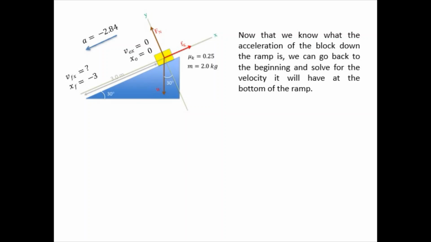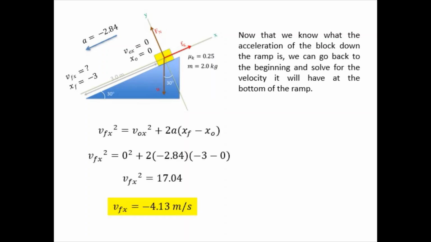So now I look at my equations, and I want to solve for V final x. Of course, this equation shown here is the one that stands out: V final x squared equals V original x squared plus 2 times acceleration times x final minus x original. Again, signs are important here, right? So we get V final x squared equals V original x, which is 0, squared, plus 2 times the acceleration. Now again, the acceleration has to go in as a negative. If I miss that sign, I messed up. X final is 3 meters to the left, in the negative direction from where it started. So negative 3 minus 0 gives me minus 3. We solve all this out. We get V final x squared equals 17.04. Okay?